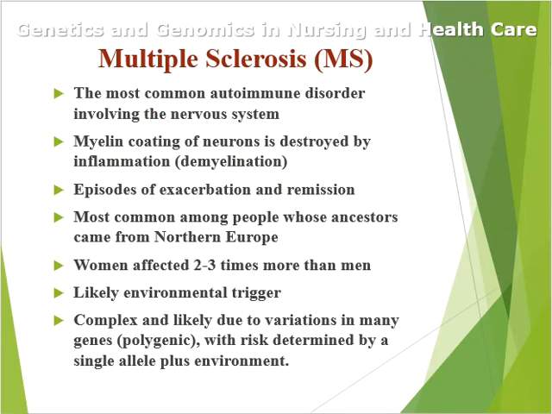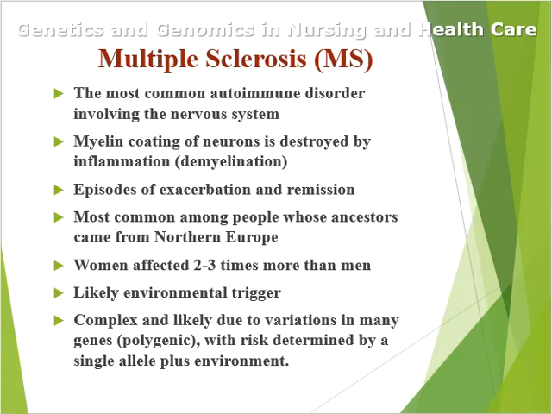Multiple sclerosis is the most common autoimmune disorder involving the nervous system. Here, the myelin coating of the neurons is destroyed by inflammation, which causes demyelination. It has episodes of exacerbation and remission, like most autoimmune disorders. It is most common among people whose ancestors came from Northern Europe. Women, again, are affected 2 to 3 times more than men. There is a likely environmental trigger, usually some kind of an illness or stressor.